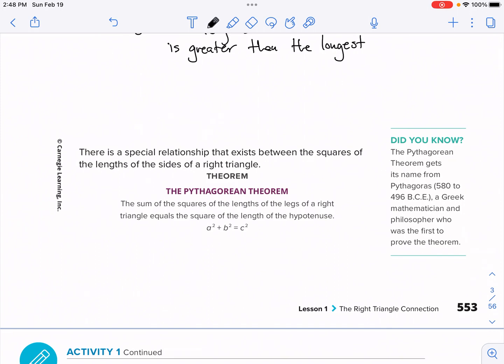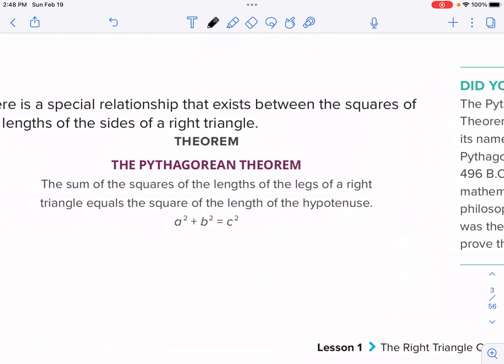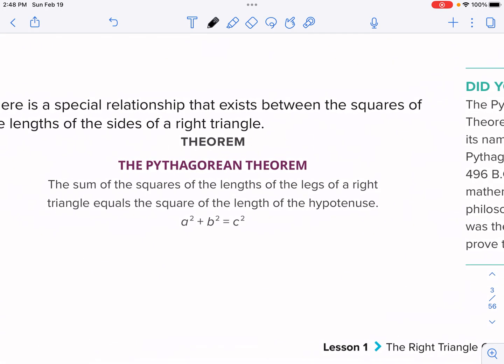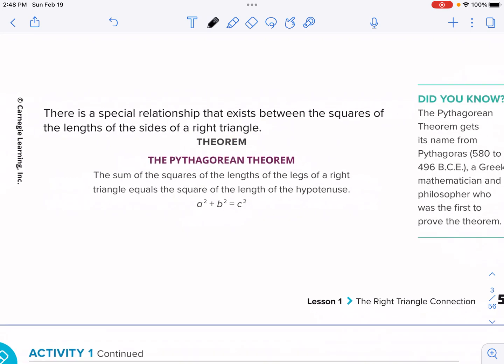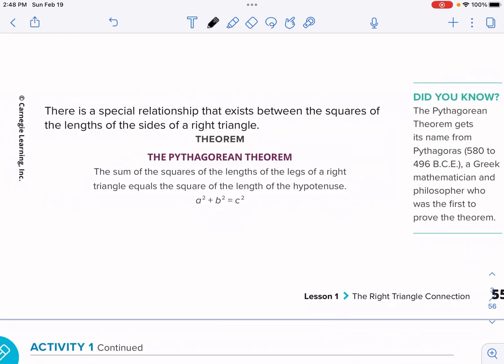Okay, the rule here. So the Pythagorean theorem is not just a formula. When we say theorem, it's typically like a sentence. It's what we call a conditional statement. It's if this thing happens, then this other thing happens. And this special relationship only happens with right triangles. So no other type of triangle can you apply this to.